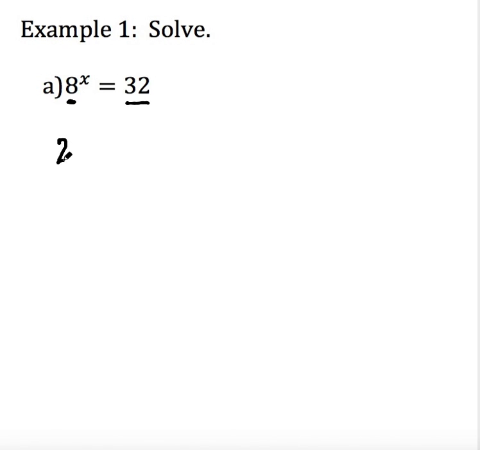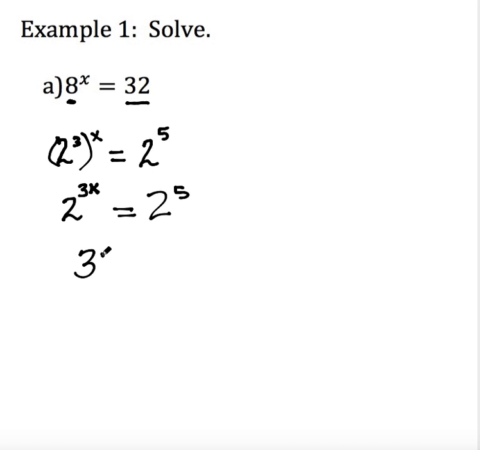So 8 is 2 cubed. So I have 2 cubed to the x equals 32, which is 2 to the 5th power. Well, I know that this is 2 to the 3x, by the product rule for powers, is equal to 2 to the 5th. Once I have the same base on each side, I can take the powers, so 3x is equal to 5, and set them equal to each other. Solve for x, I get x equals 5/3.